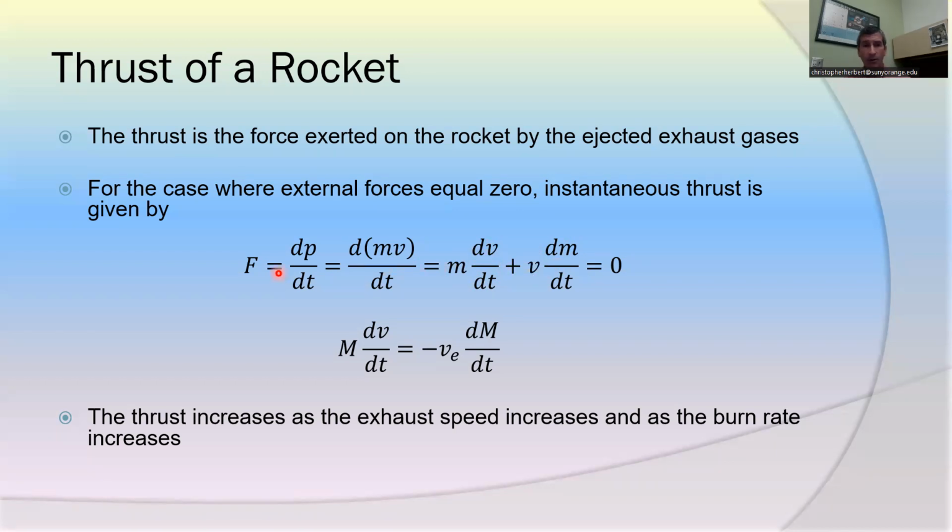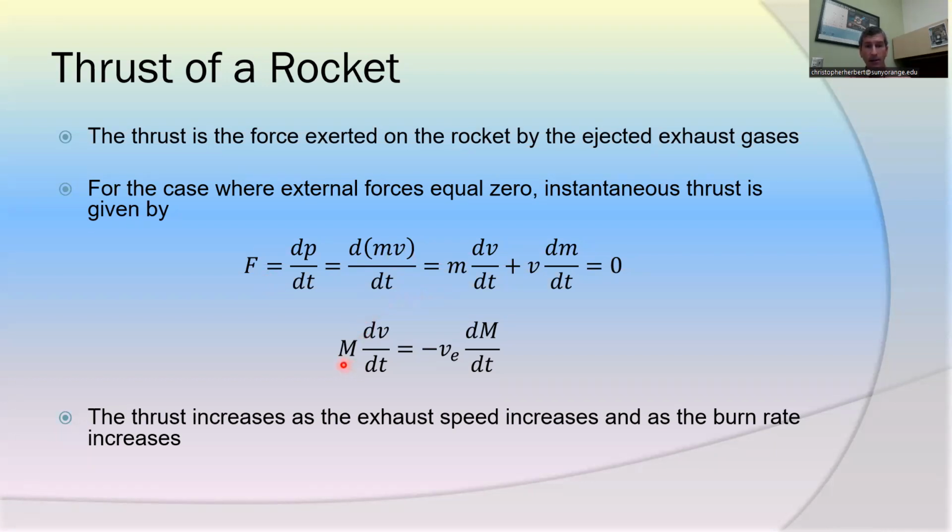Now, it's important to note, I'm treating the rocket as though there's no gravitational force on it. I'm just treating it like it's sitting out in free space without any forces acting on it. And what I can do is take these two parts of the equation and separate them. And here, again, I look at what I have as it's applied to the rocket.